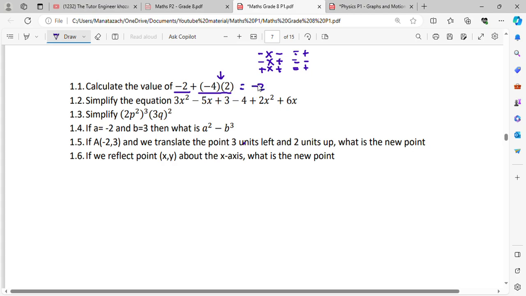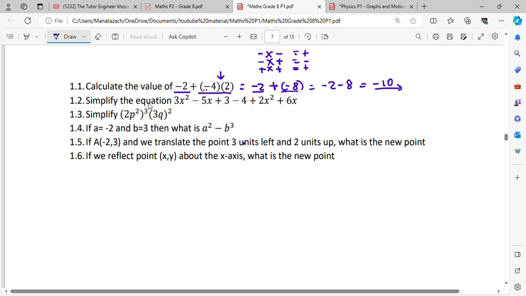So you'll first start by writing -2 as it is, and then you'll multiply these two numbers. -4 times 2 is going to be -8. Then here you'll have -2, and then this is -8. You can rewrite it as -2 -8, so the answer will be -10.